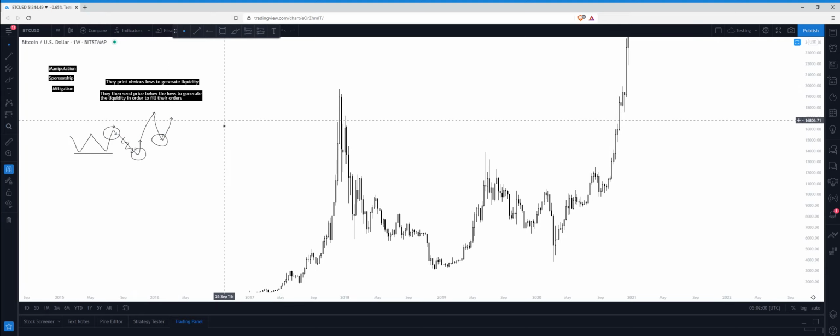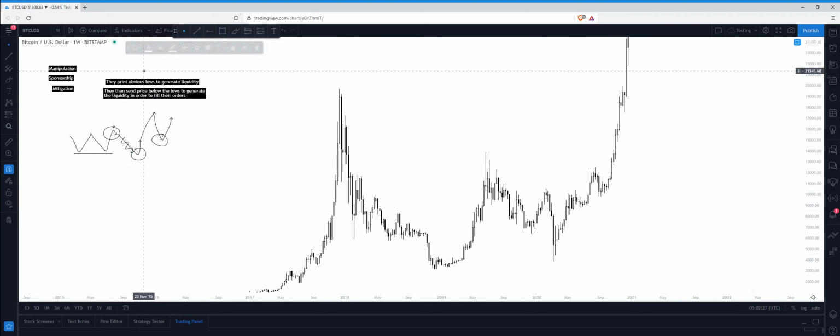Now, if we know that this is true, and this is how markets move efficiently, and this is how larger players fill their orders, and this is how market makers make a market, they need to generate enough liquidity for all players to be able to trade. So how do we come up with a systematic approach to taking advantage of these moves?